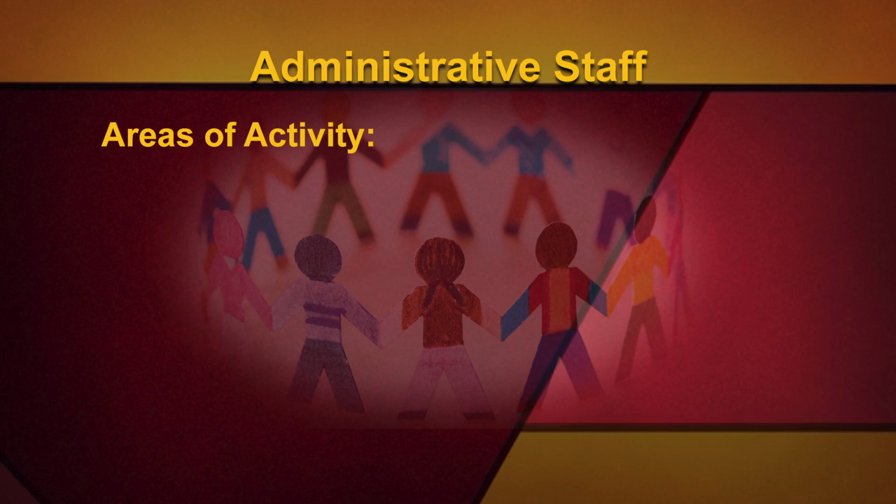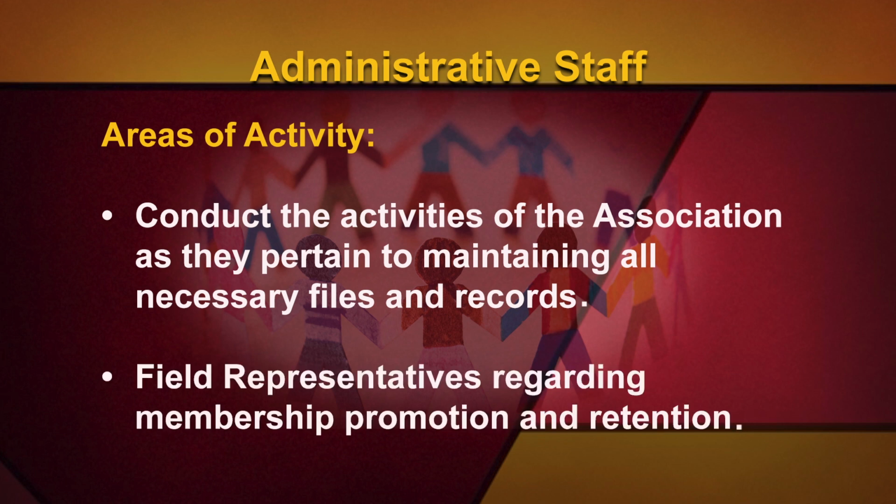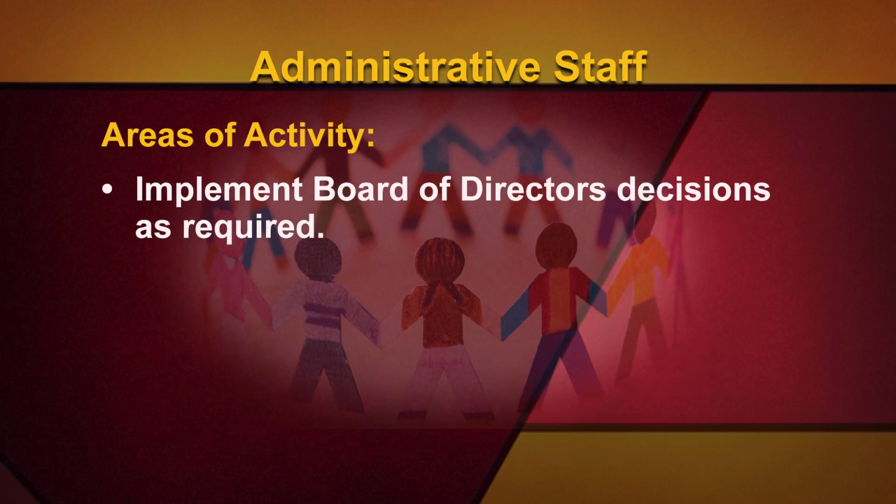Areas of activity. 1. Conduct the activities of the association as they pertain to maintaining all necessary files and records. 2. Field representatives regarding membership promotion and retention. 2. Assure that all details with regard to monthly membership meetings, board of director and executive committee meetings and any special meetings are completed in accordance with the appropriate activity and responsibilities of a chapter executive. 3. Implement board of directors decisions as required.